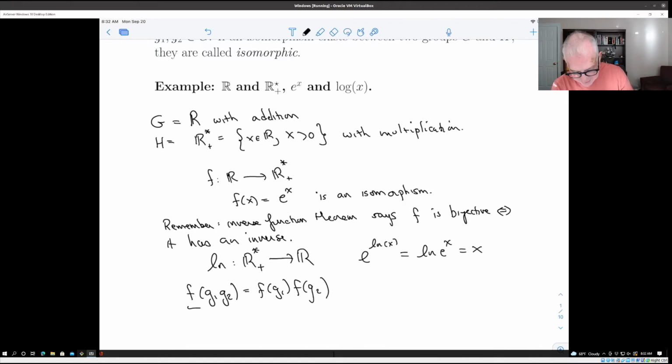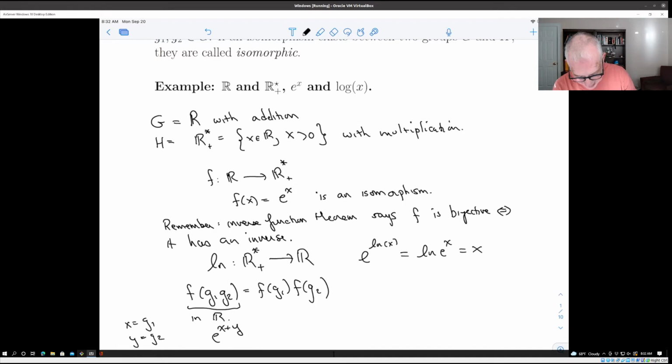So on the left, this is a computation in R, in the additive group of the real numbers. And in R, the additive group of the real numbers, we don't write the operation as multiplication, but as addition. And the function is e to the x. So the left-hand side of this equation is e to the x plus y, if I use x to be g1 and y to be g2, just because it looks a little more normal.